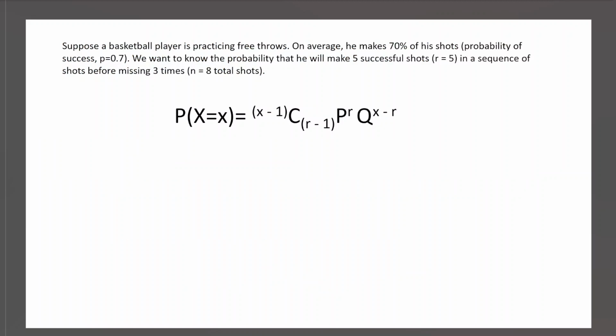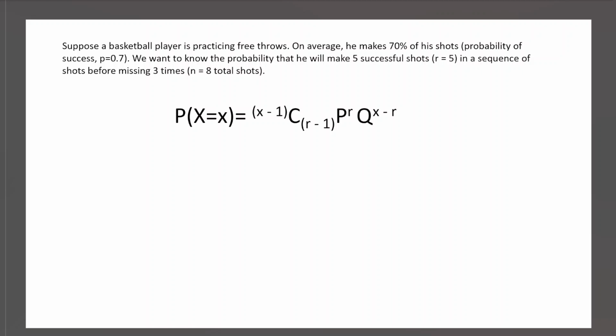This is not in the assignment. I'm just taking it from another book and we are solving this. Suppose a basketball player is practicing free throws. On average, he makes 70% of his shots, which means the probability of success is 0.7. We want to know the probability that he will make five successful shots, r is equal to 5, I mean the number of successes in the sequence of shots before missing three times.